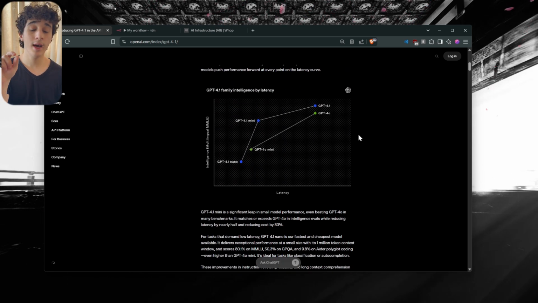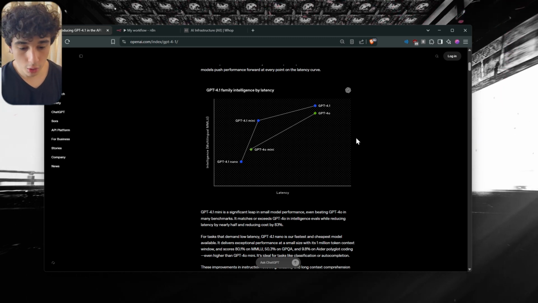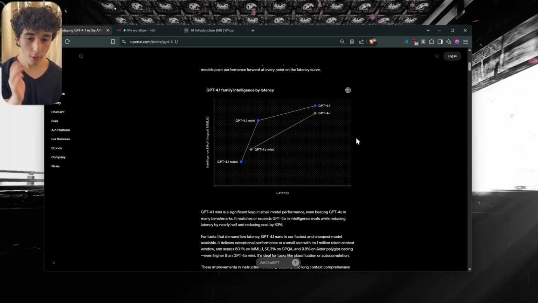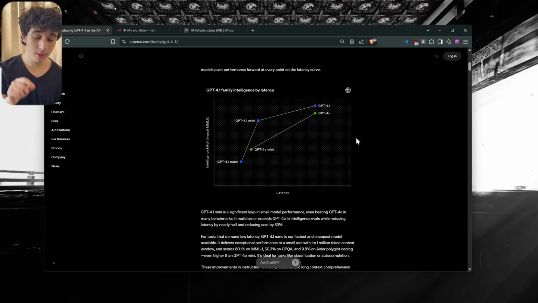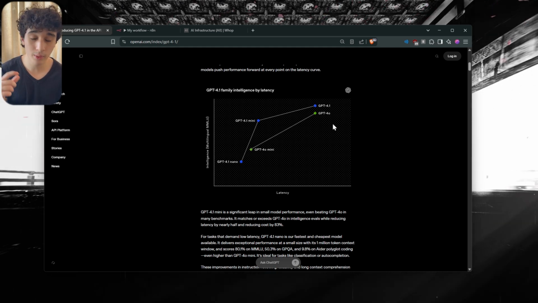First of all, we have this very, very important chart. I think it's the most important chart. This chart shows you the latency to intelligence. Now, I'm going to start from the top. We obviously can see that 4.1, for the exact same amount of latency, is smarter than 4.0, which is, of course, really good. We can never say no to some extra intelligence without increasing the latency, like what they do with reasoning models.